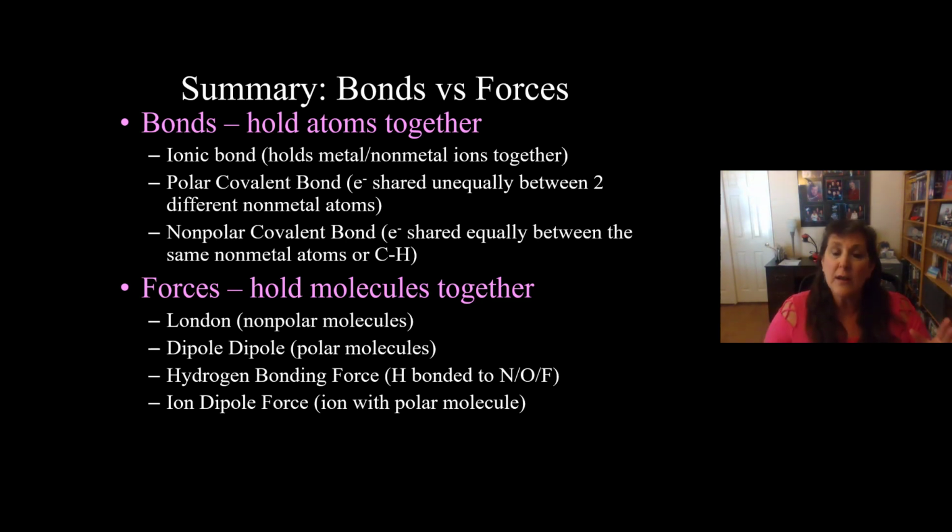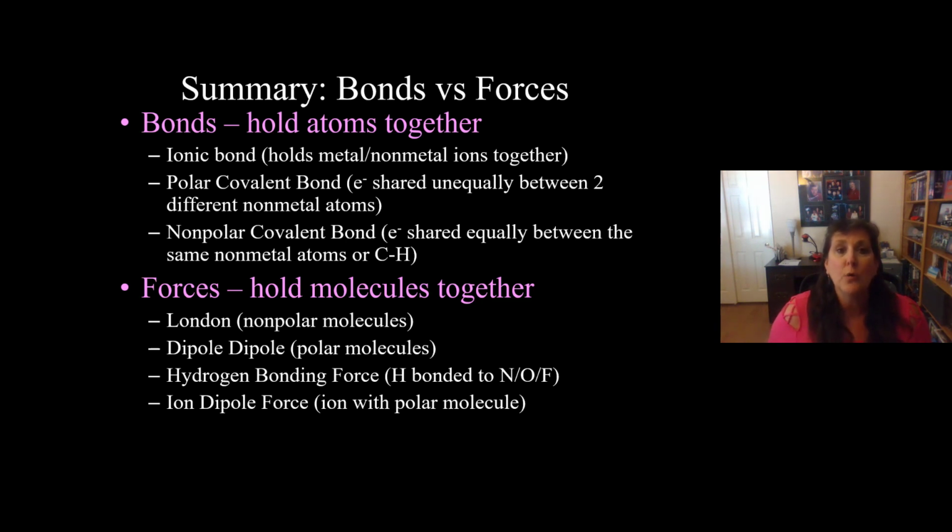Now, if they're different nonmetals, then the electrons are shared unequally between the two nonmetal atoms. The one that pulls the electrons closer, like fluorine, is negatively charged, a little bit negative, delta minus. The other atom is delta plus. So the molecule has a minus and a plus end, so it has poles like a magnet, polar bond.